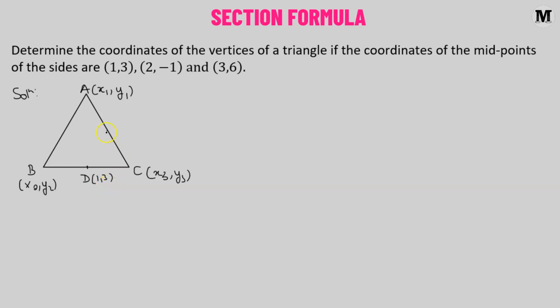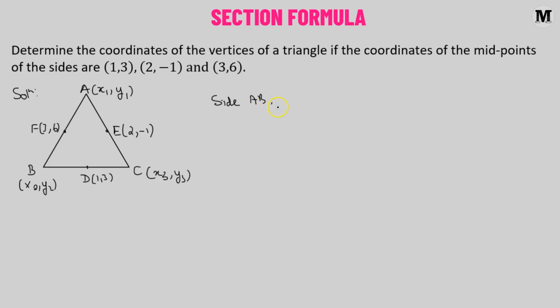Then we have the midpoint of side AC. Let's say it is at E and we're going to name it as 2, -1. And the third side AB has a midpoint at F and it has the coordinates 3, 6. Our goal will be to determine the coordinates of A, B and C. So what we'll do, let's start with side AB.